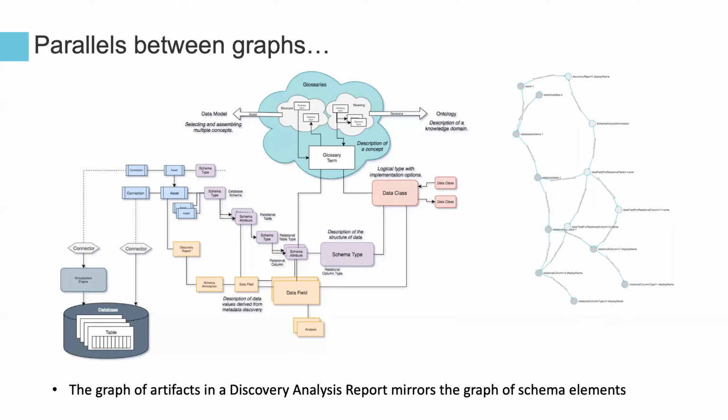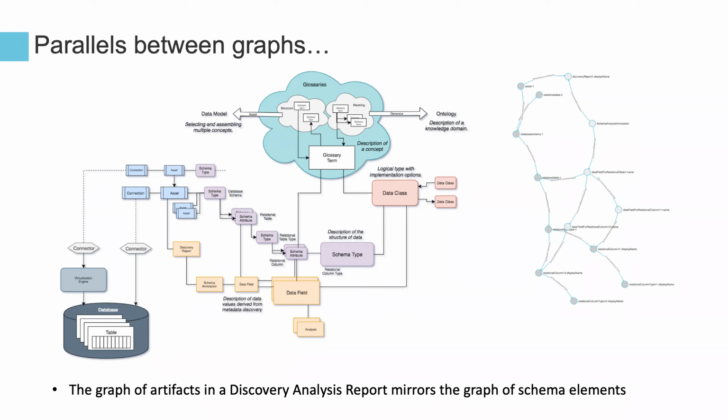Now, in Egeria, we have a facility called Discovery, where it's possible to run an automated analysis across something like a relational database, as portrayed here, and to be able to discover the schema and to be able to report on it. And what we do is we create a graph, which is essentially a parallel graph, which doesn't quite mimic the schema, but the shape of it does. So we have a discovery report with schema annotations, which consist of data fields, which are used to describe the tables, the columns, etc.